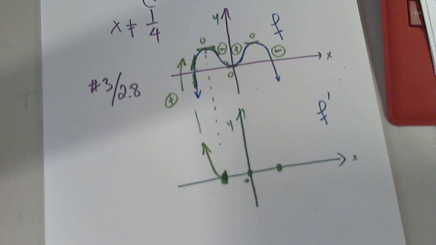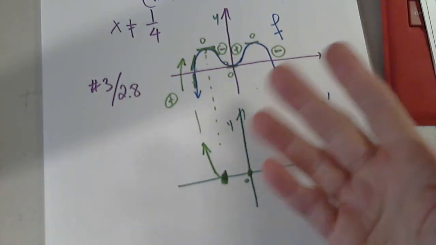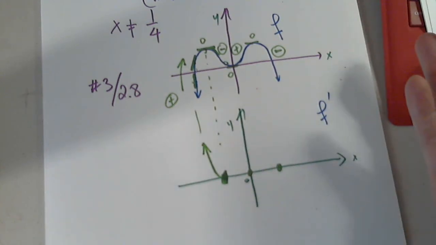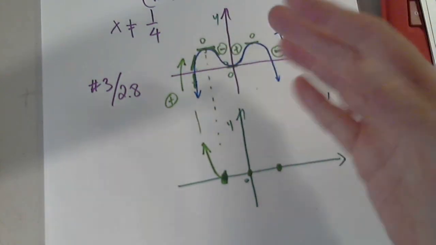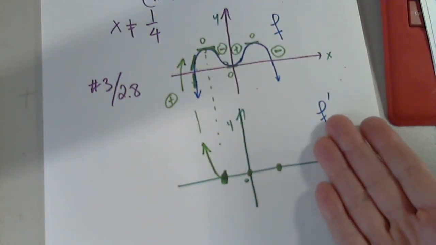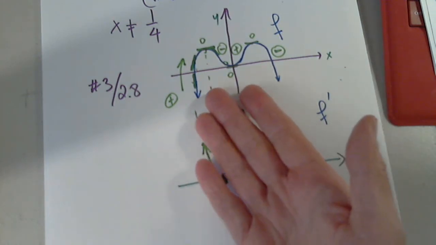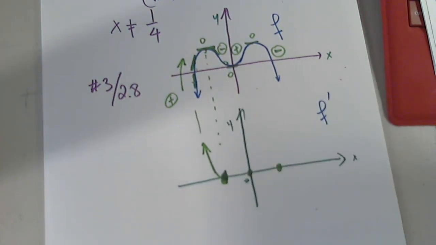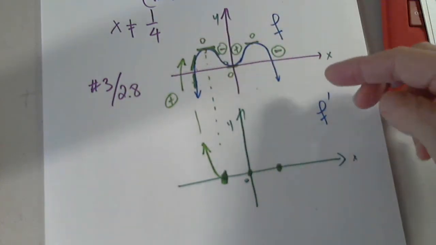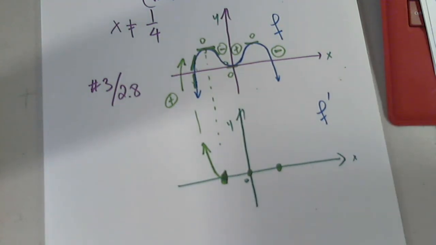Okay, one other thing I should have mentioned, there are no corners, no cusps, there are no vertical tangents, so this function is a polynomial function. It will have a derivative everywhere. You did not choose one with corners and cusps. So this function is polynomial, its derivative will exist everywhere.